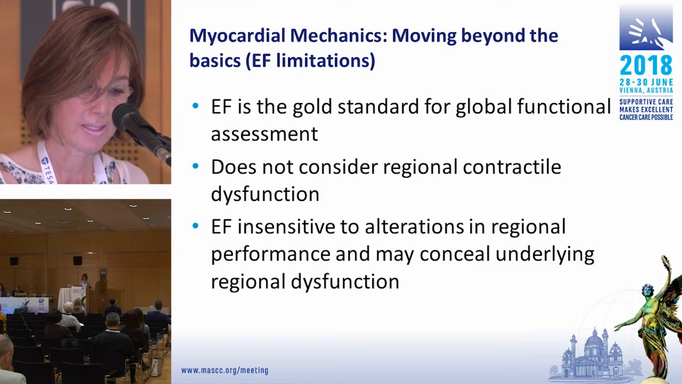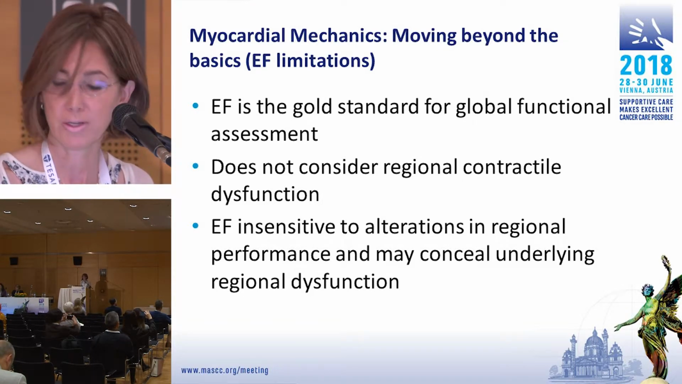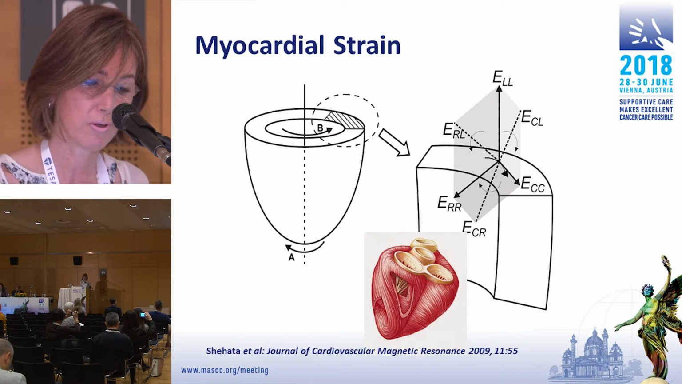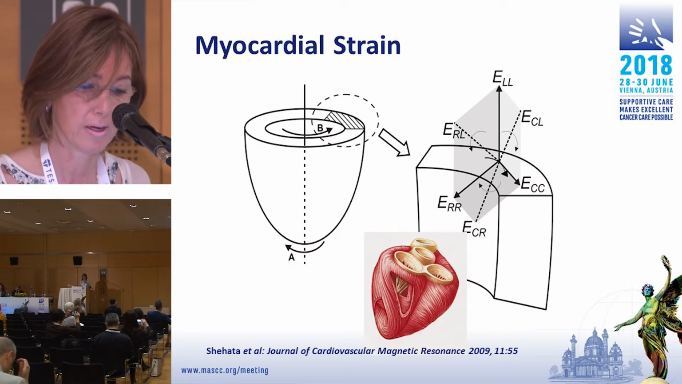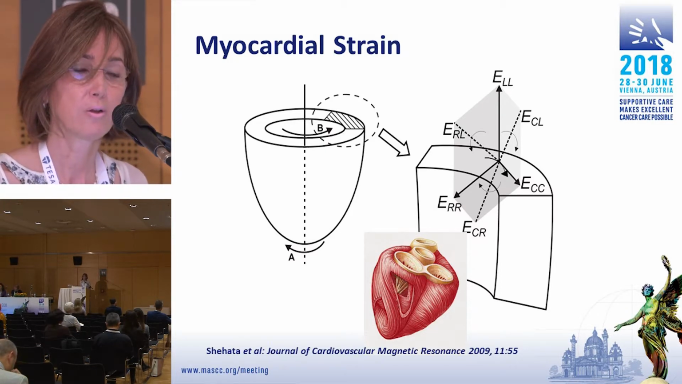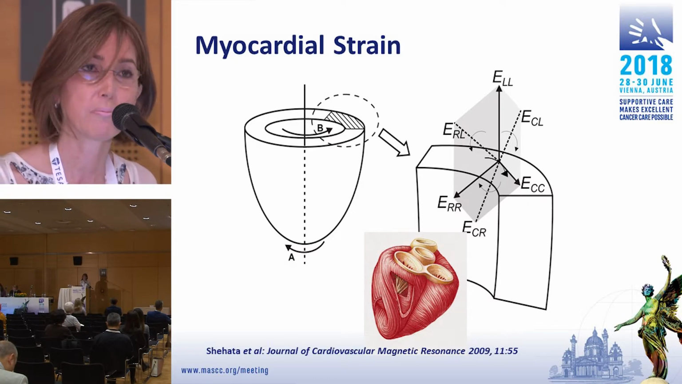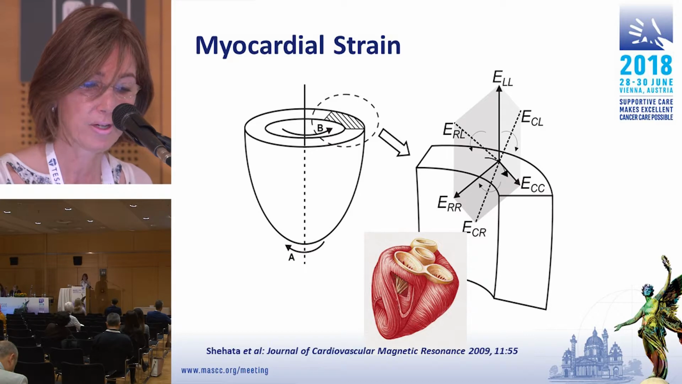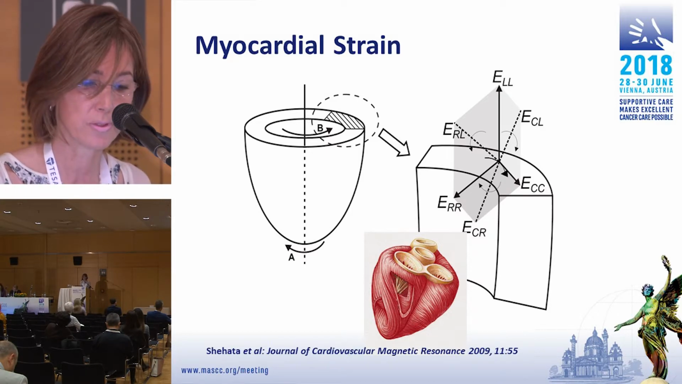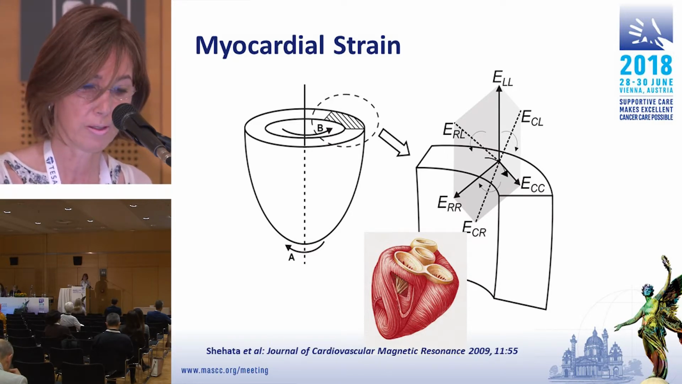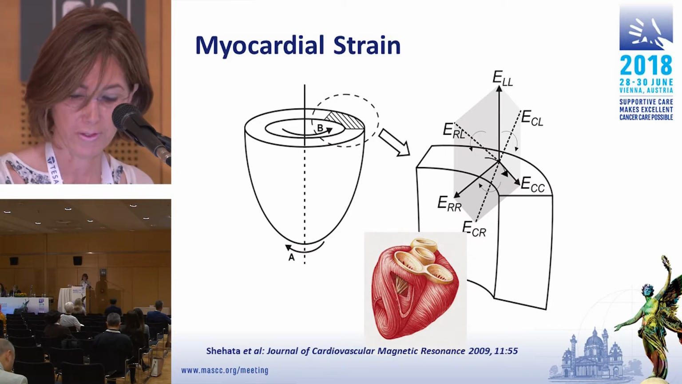We know that EF is insensitive to alterations in regional performance and may conceal underlying regional dysfunction. So we want to move ahead and try to look at the regional myocardial function. And here is the concept of myocardial strain, that the global function of the heart is dependent on multiple myofibers in the heart, and that we can measure these myofibers' function typically in three directions: radial, as the heart squeezes inward; longitudinally, as the heart squeezes in the long axis direction; and circumferentially.